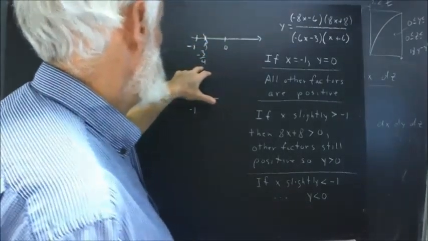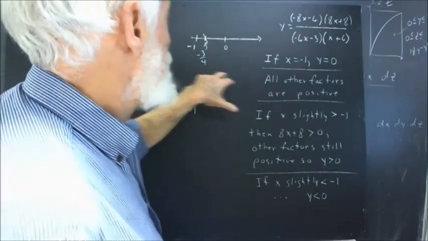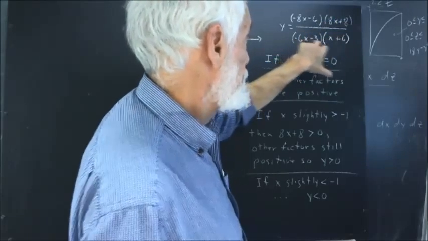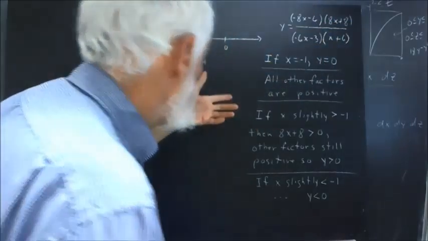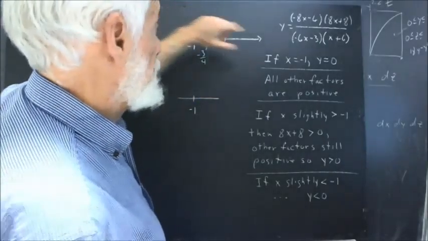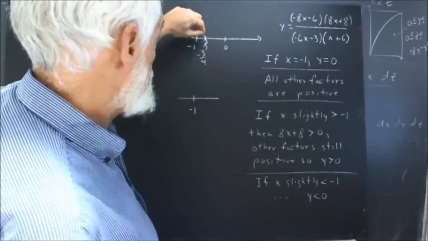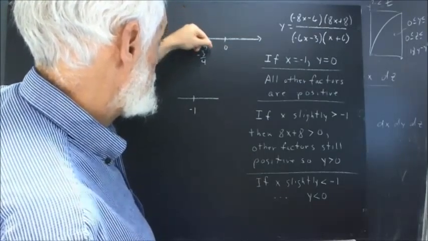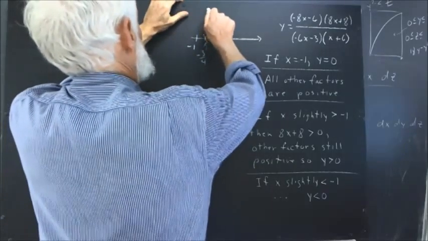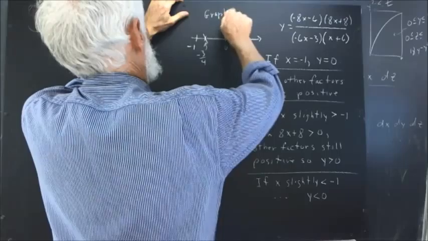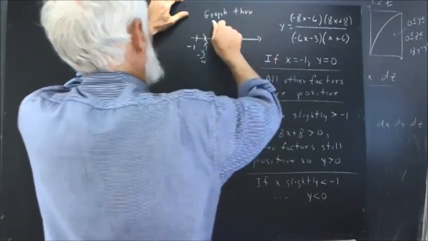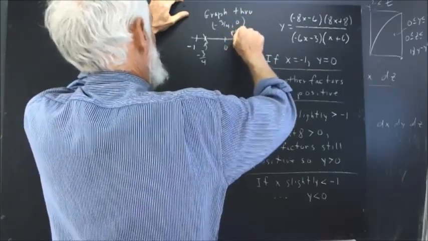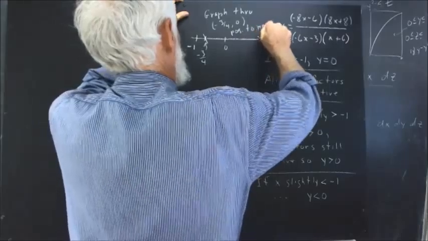And if x is slightly less than negative 3/4, that's going to make this term negative, and since all the other terms multiply out to be negative, that's going to make the value of y positive. So the graph is going to go through the point negative 3/4, 0 from positive to negative. So the graph is going to go through negative 3/4, 0 from positive to negative.